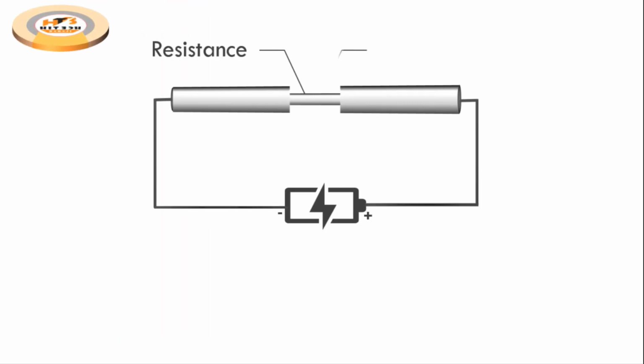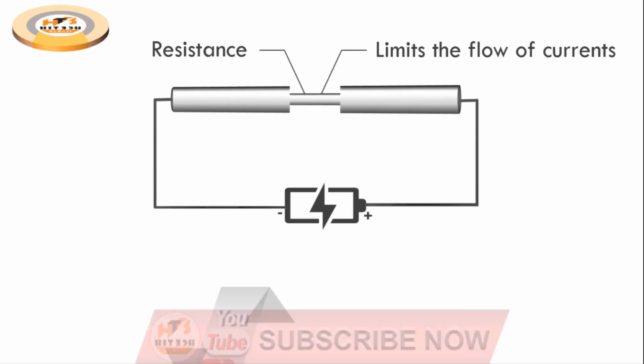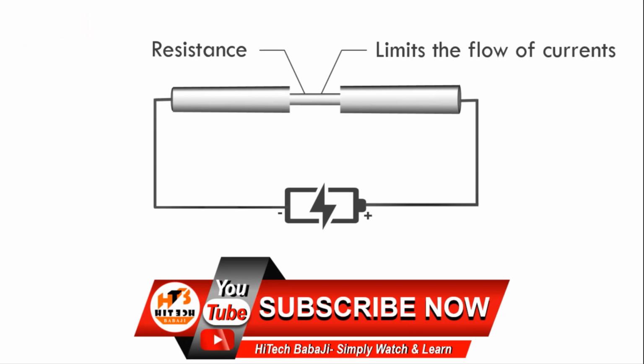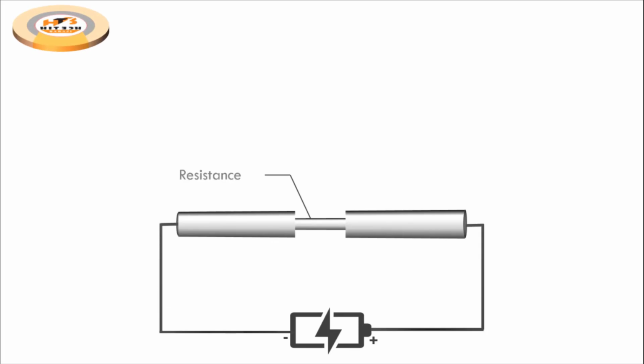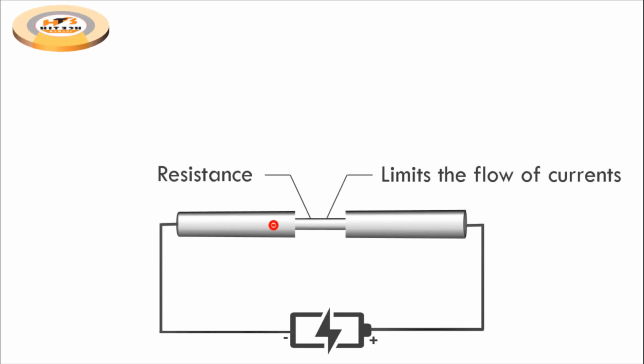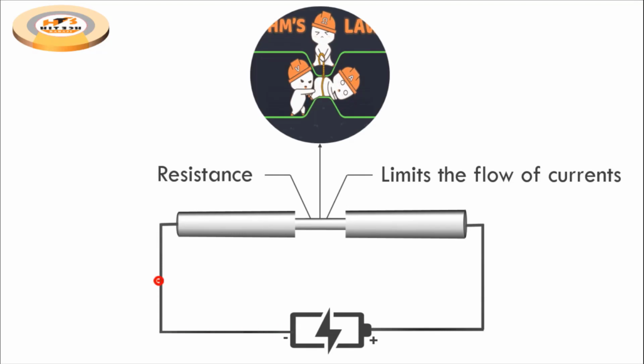What is a resistor? A resistor is a passive component with its primary function to control or limit the electrical current in a circuit. If you apply a resistor in a circuit, it will control, limit, or reduce the flow of current in that circuit.